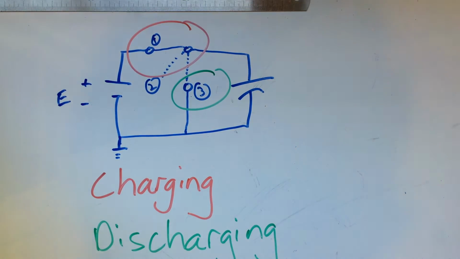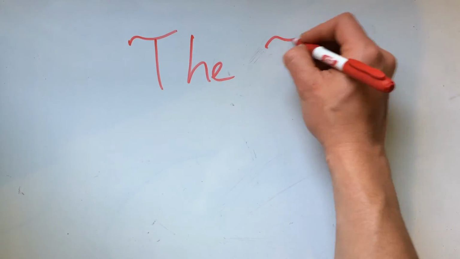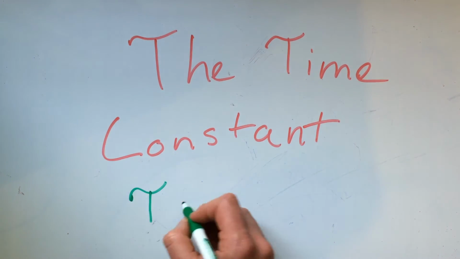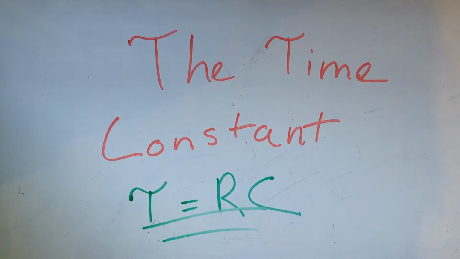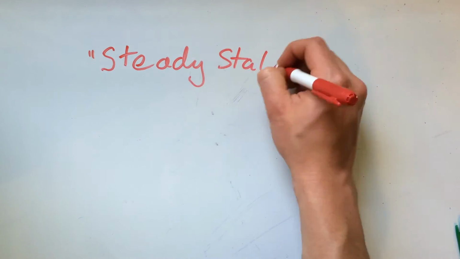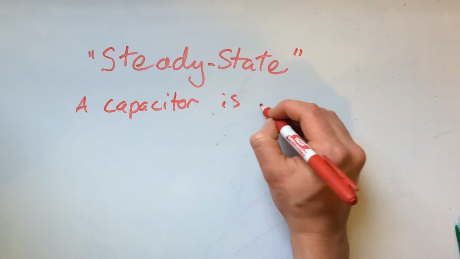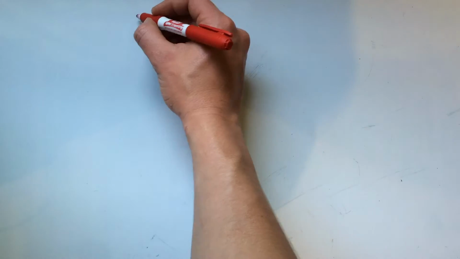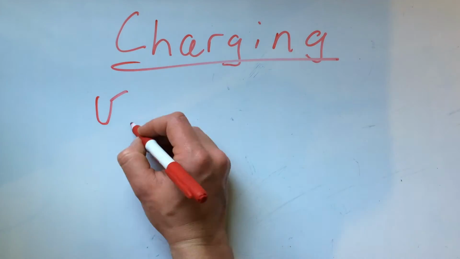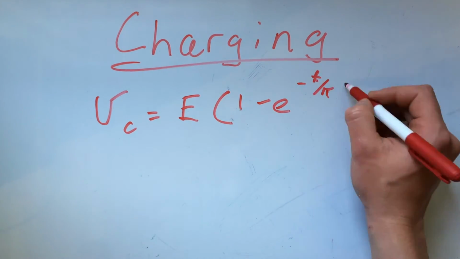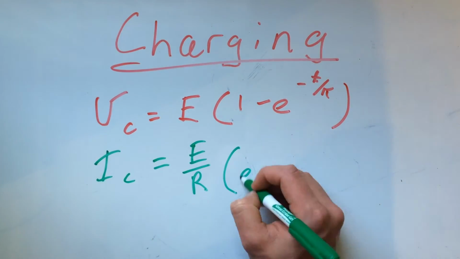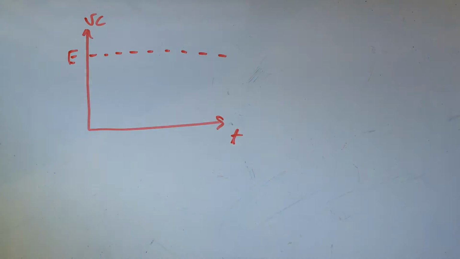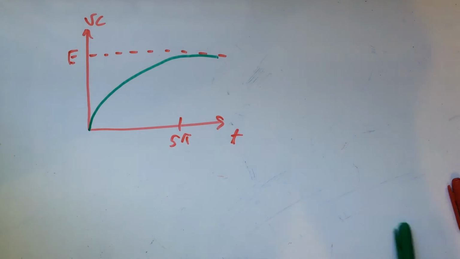Before we go any further, we need to introduce you to the concept of a time constant. The time constant is simply the product of resistance and capacitance in the circuit, and is represented by the symbol tau. A capacitor is considered to be in steady state if more than 5 time constants have passed in the charging phase. Whilst charging, the current and voltage through a capacitor can be represented at any time by these equations. Remember, tau is the time constant, R multiplied by C.